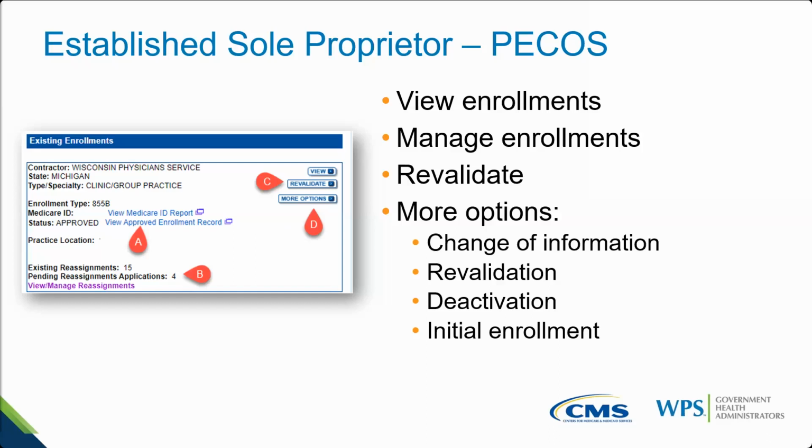Once your sole proprietor is set up, you can actually manage any reassignments that they have. It's going to allow you to revalidate if they're established, but more importantly, I want to point out the more options button. That's where you're actually going to be able to access the initial enrollment for a provider setting up a sole proprietorship for the first time. Initial enrollment will be an option there. And selecting that is going to trigger the same questionnaire we just talked about, where you can make the distinction that they are a sole proprietor.